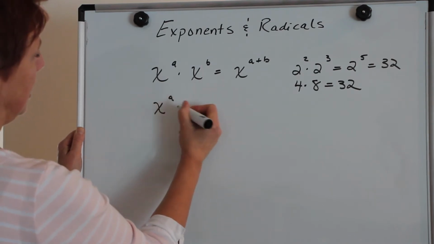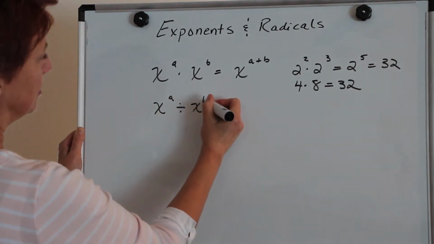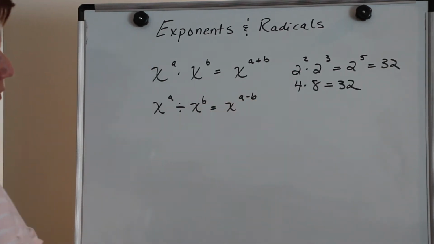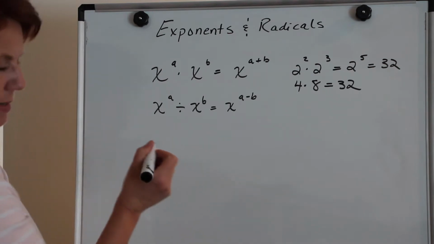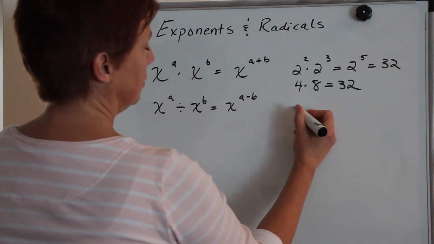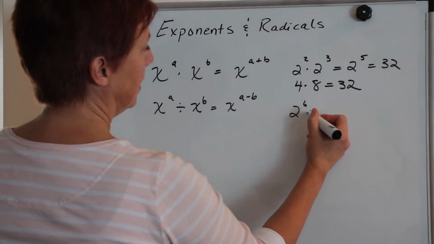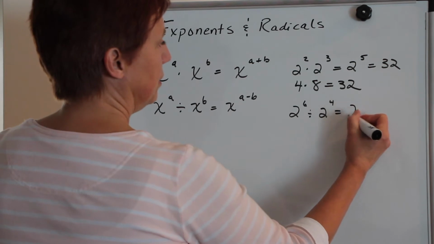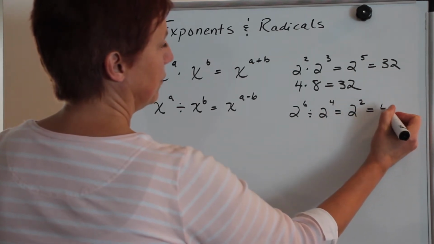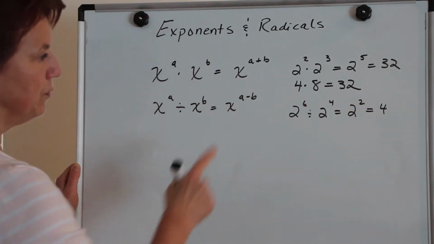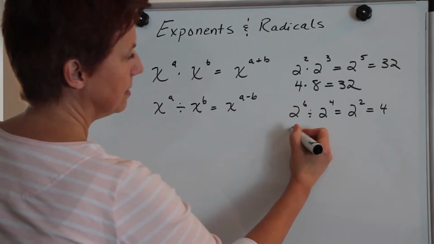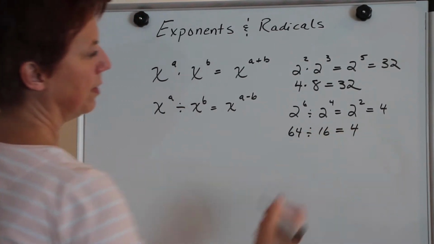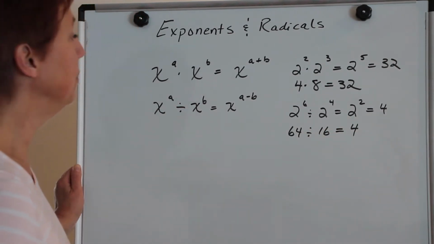x to the power of a divided by x to the power of b is x to the power of a minus b, okay? So if you have, let's say, 2 to the power of 6 divided by 2 to the power of 4, that's going to be 2 to the power of 2, which is 4. So 6 minus 4 is 2. Okay, so what we have here, 2 to the 6 is 64, divided by 16 is 4. You can check that on your calculator if you don't believe me.